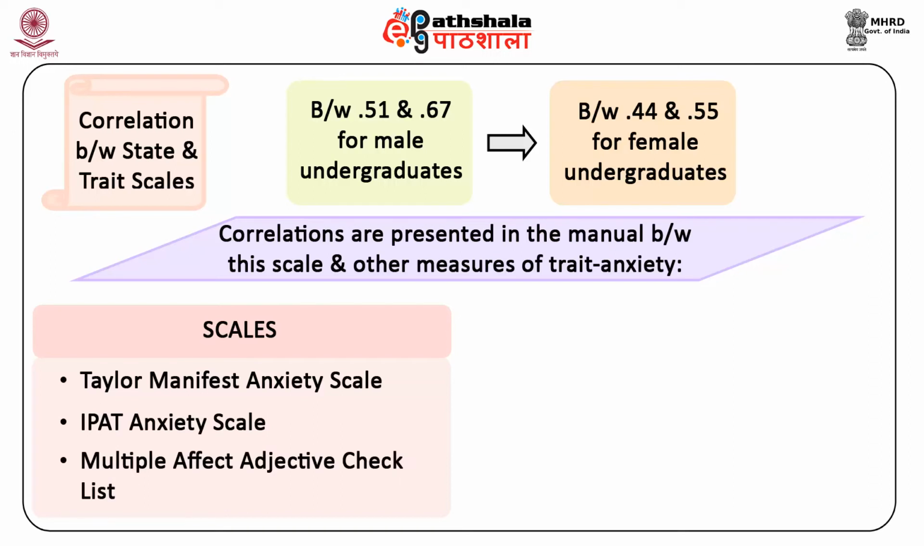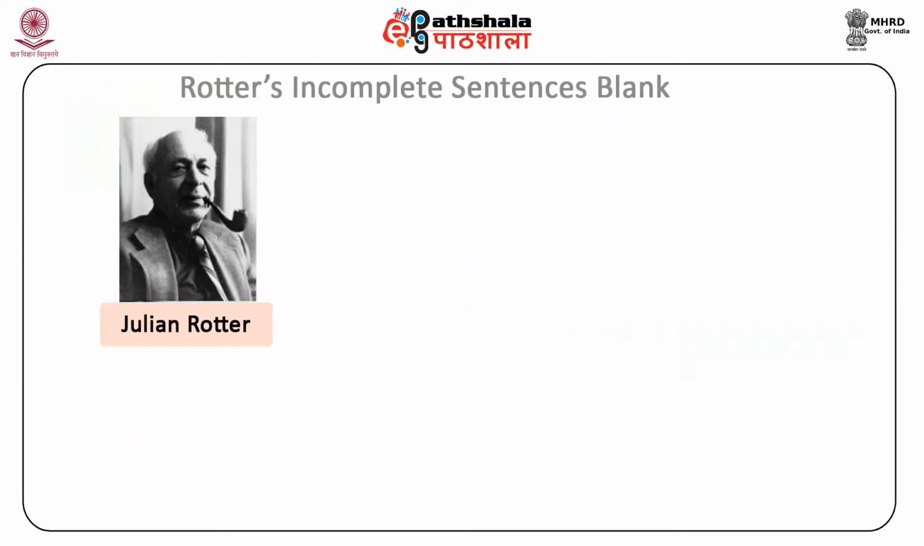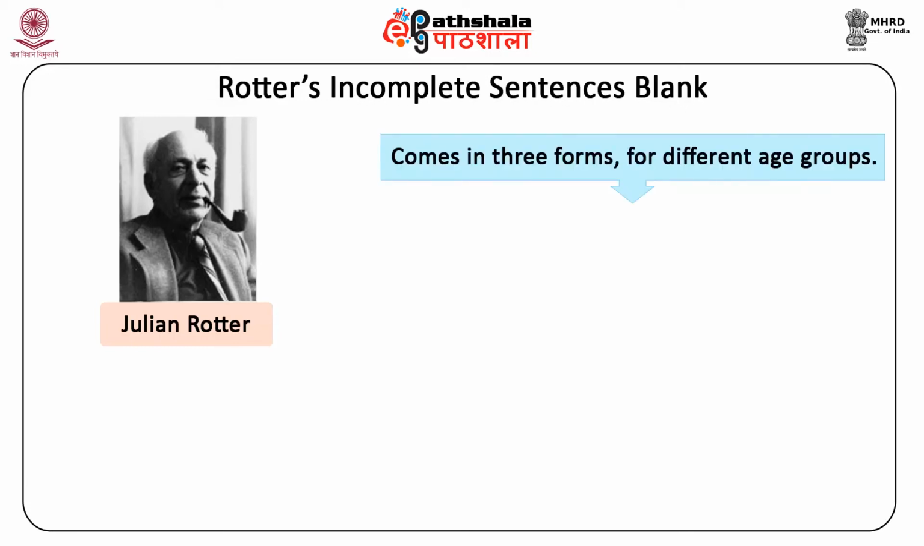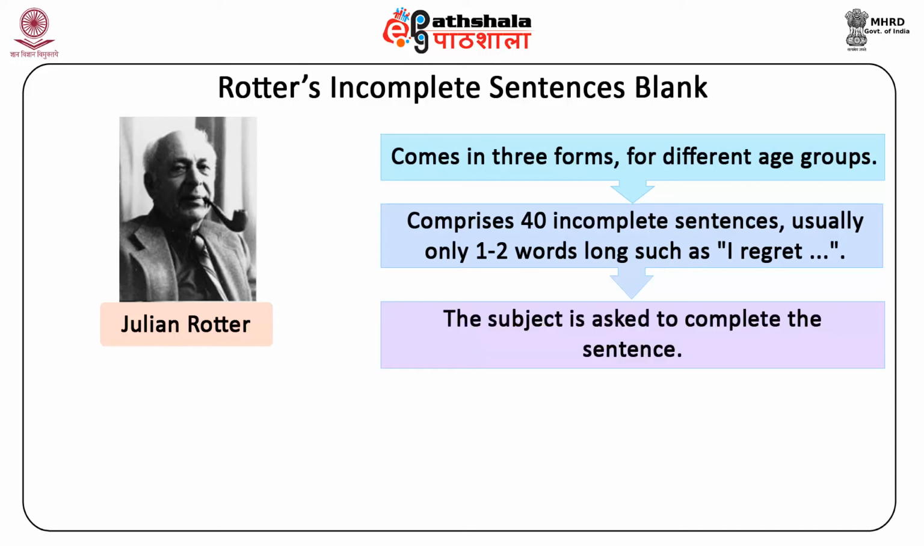These correlations are 0.80, 0.75, and 0.52 respectively. Rotter's incomplete sentences blank. The Rotter's incomplete sentences blank comes in three forms for different age groups and comprises 40 incomplete sentences, usually only 1-2 words long, such as "I regret." The subject is asked to complete the sentence.